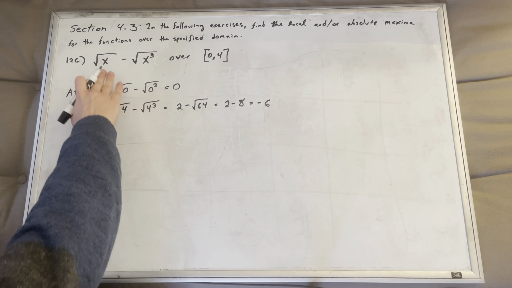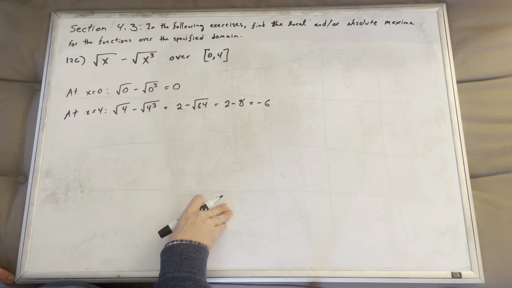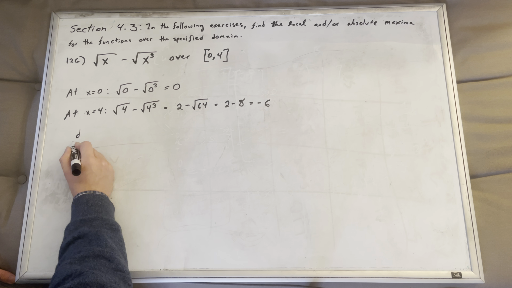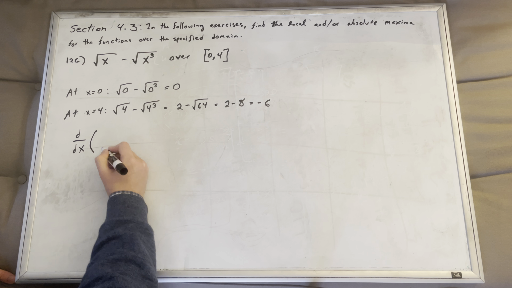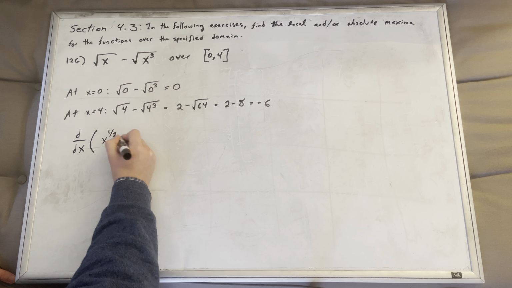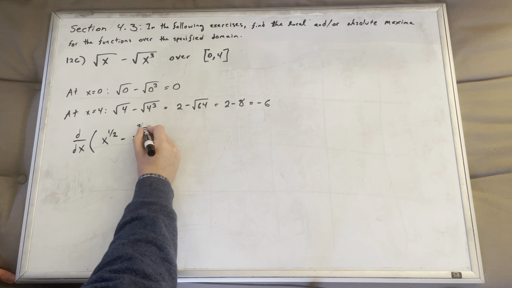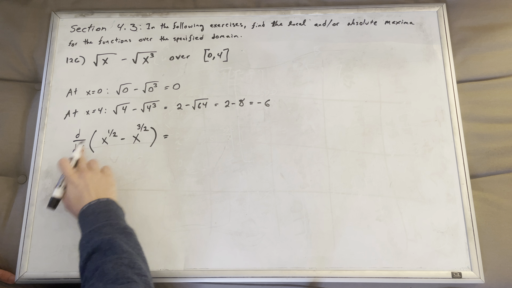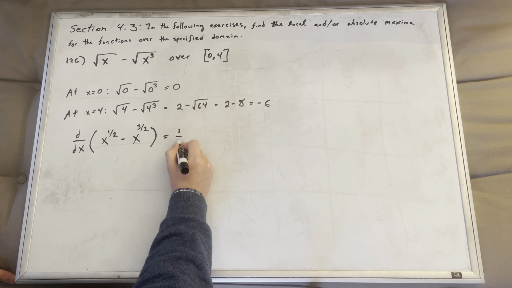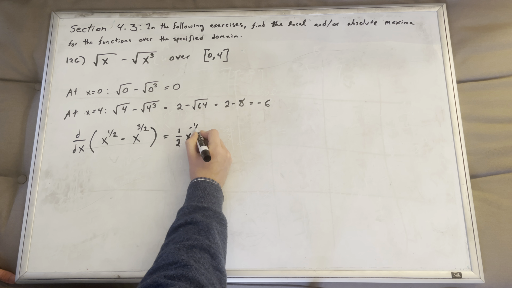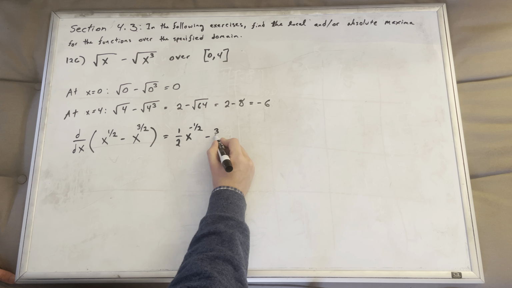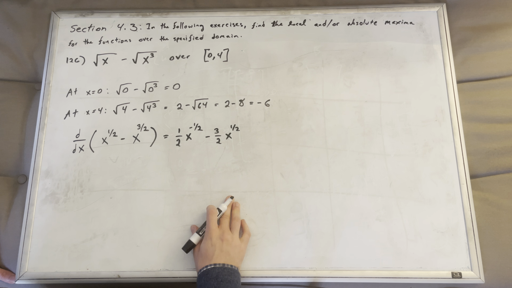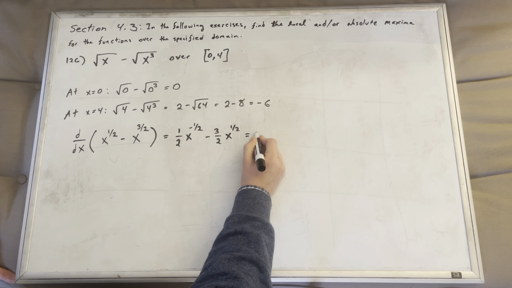We also need to consider when the first derivative is 0 or undefined. So let's take the first derivative of this function. I can rewrite it as x to the 1/2 minus x to the 3/2. This will make taking the derivative easier. Using the power rule, this becomes 1/2 x to the minus 1/2 minus 3/2 x to the 1/2. Now we want to determine the x values when this is equal to 0, or undefined.